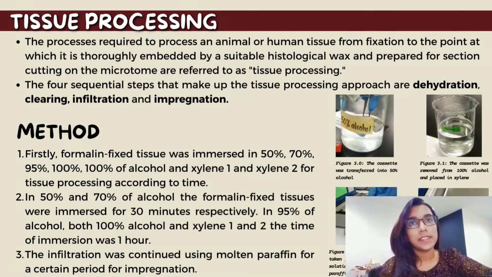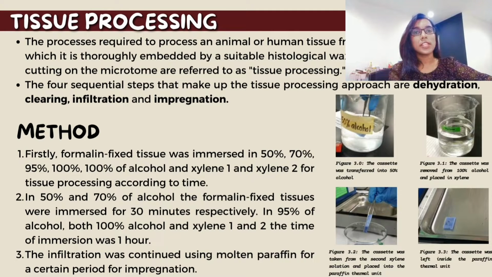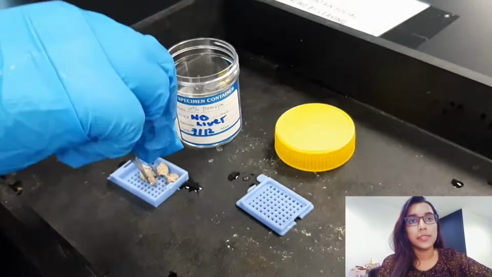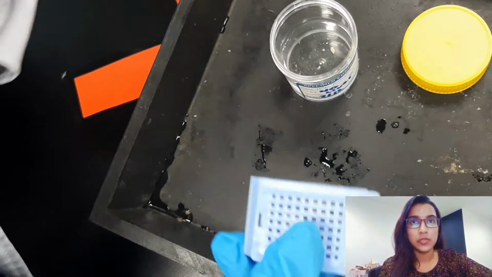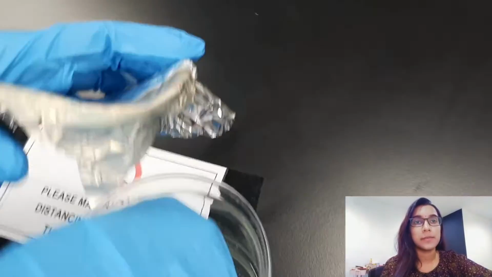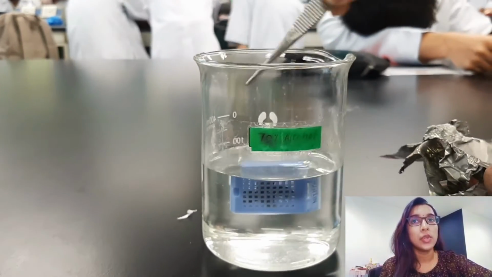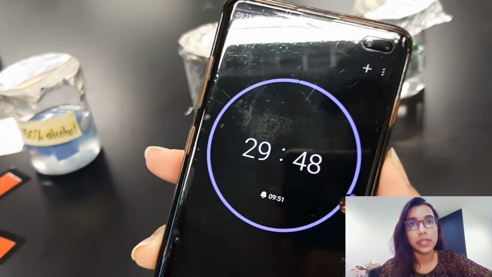Tissue processing is the technique by which fixed tissues are made suitable for embedding within a supporting medium, which is paraffin, and it consists of 4 steps, which are dehydration, clearing, infiltration, and impregnation. For the procedure, firstly, formalin fixed tissue will be immersed in 50%, 70%, 95%, 100%, and 100% alcohol, and xylene 1 and xylene 2 for tissue processing according to time.